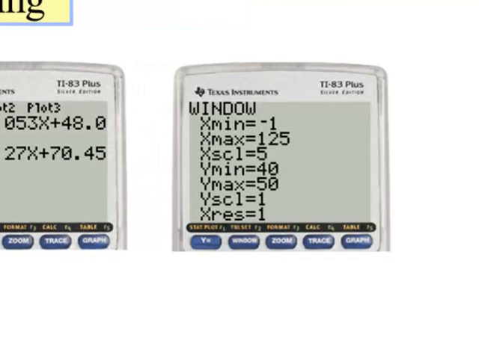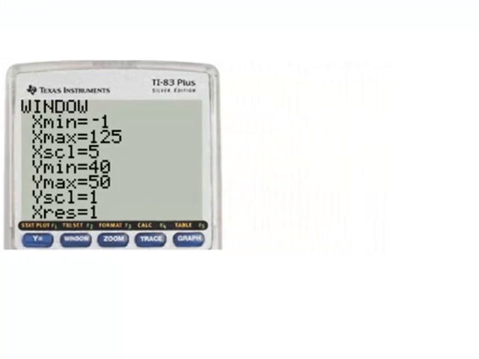Next we hit the window button. For X min I'm using negative 1 so I can see the y axis. My X max is 125, because the x-coordinate is about 100, and I'll be able to see the point of intersection on the graph. I'm counting by 5s. For my y-min and my y-max, I'm using 40 and 50. I know that the y-coordinate of the intersection is between 40 and 50.